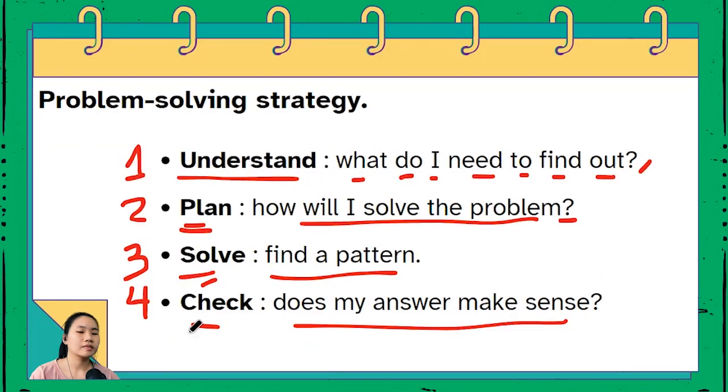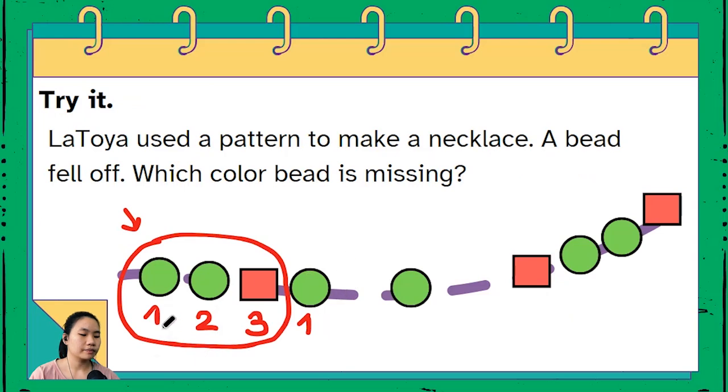What's the last step? Checking. Does my answer make sense? Let's count. 1, 2, 3. 1, 2, 3. 1, 2, 3.